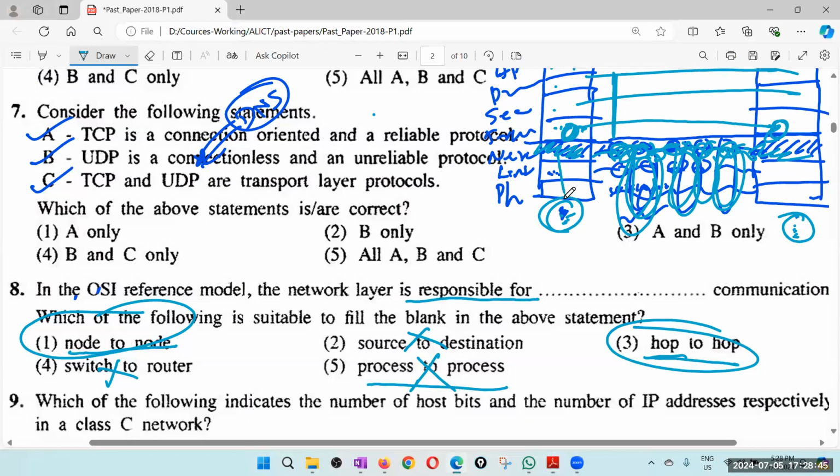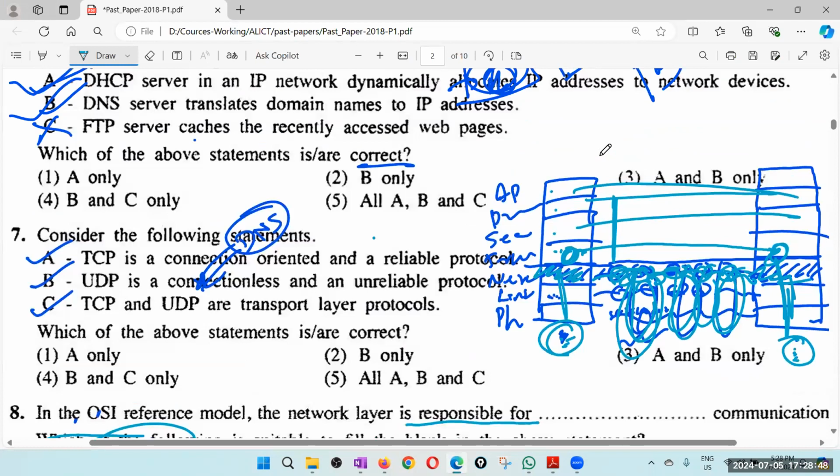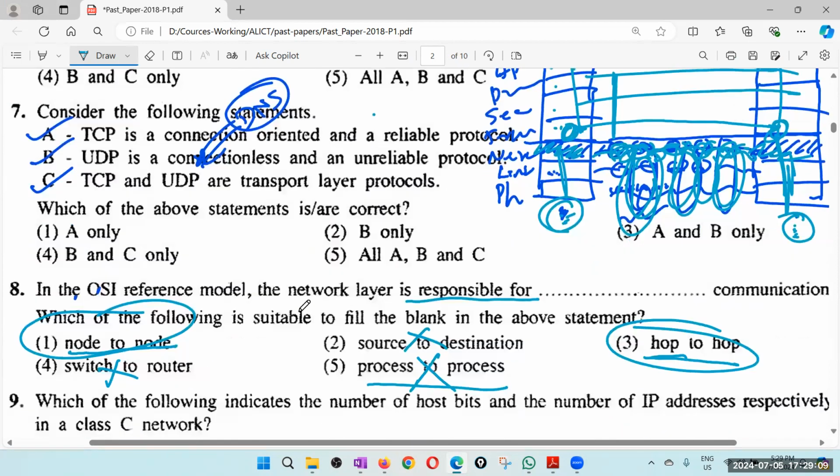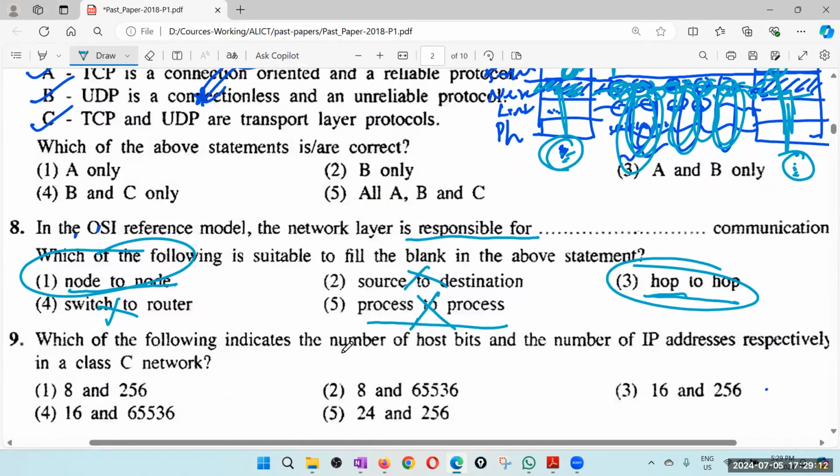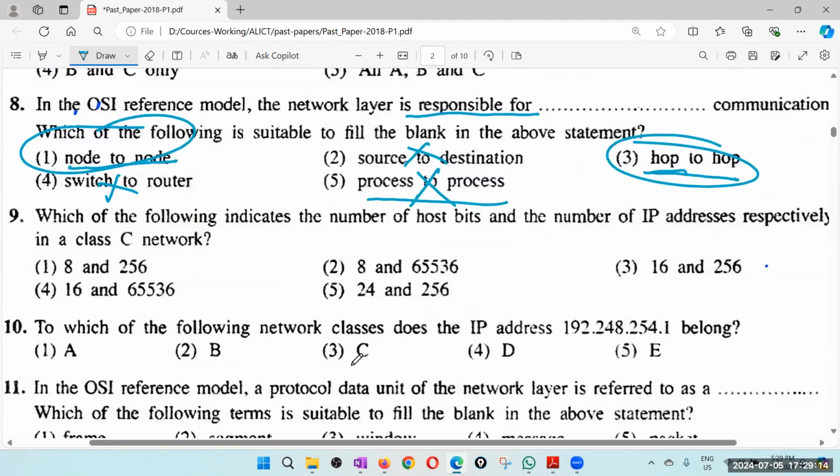So these 3 layers are pretty much node to node layers. These 3 layers are pretty much source to destination, or process to process, layers. Process means a running program here to a running program there. Intermediate devices have no concern about whether it's TCP, UDP, HTTP, session, or connections. Any questions? Anyway, the answer is a little bit debatable. Networking questions are always very challenging, and most students consider networking questions the most difficult.